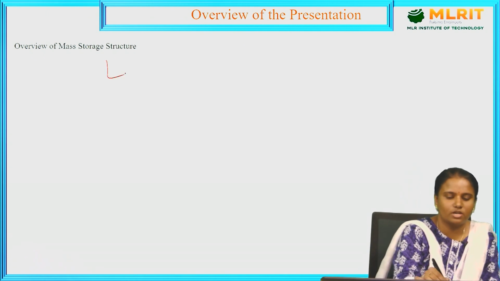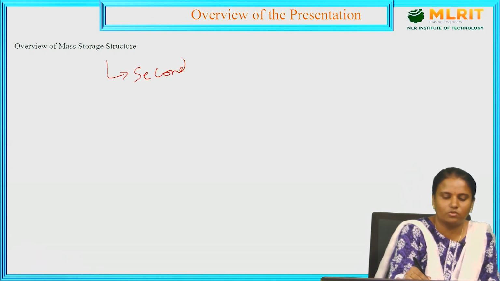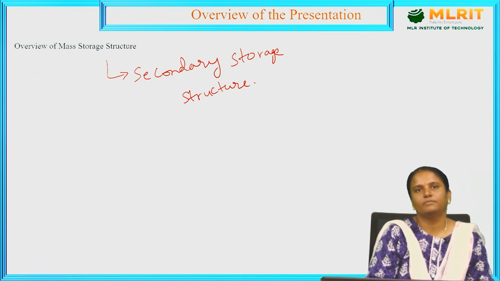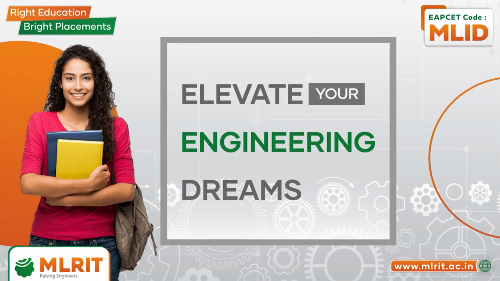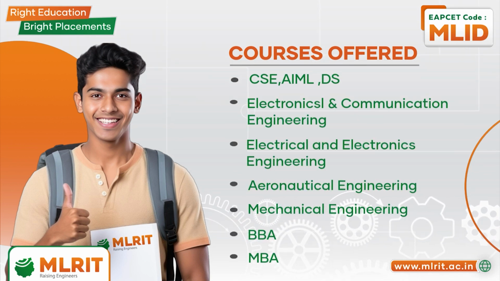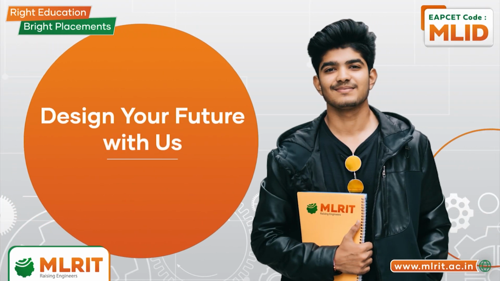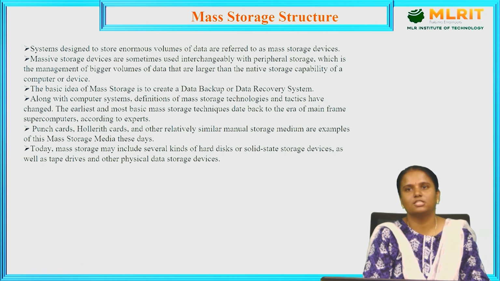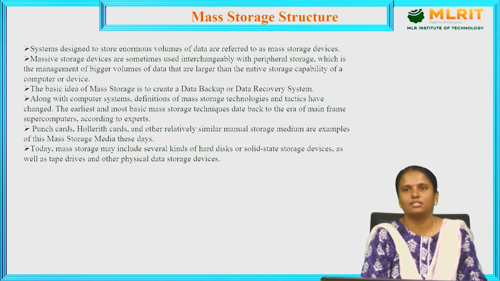Mass storage structure is nothing but secondary storage structure. Whatever storage is done in the files or system, let us see it with this mass storage structure. So let us see the secondary storage structure, which is nothing but mass storage structure. It is also known as secondary storage structure.